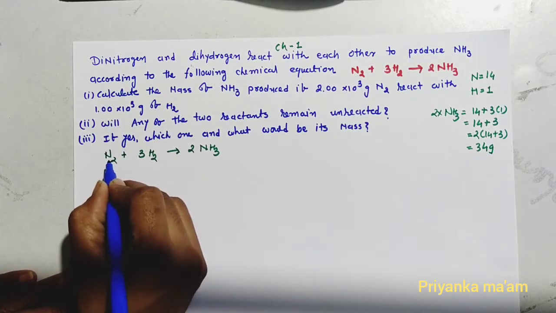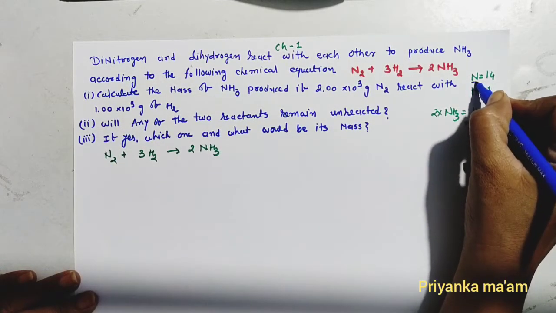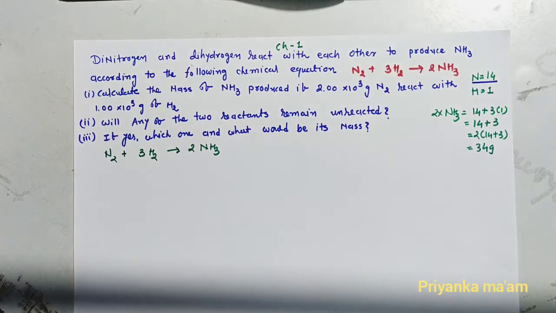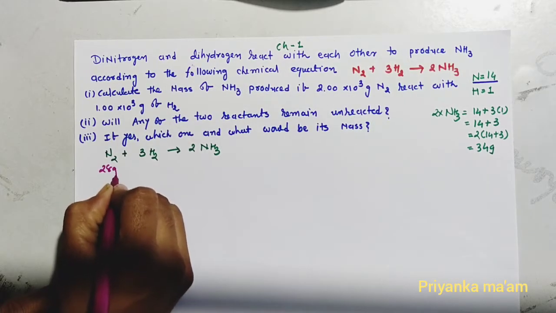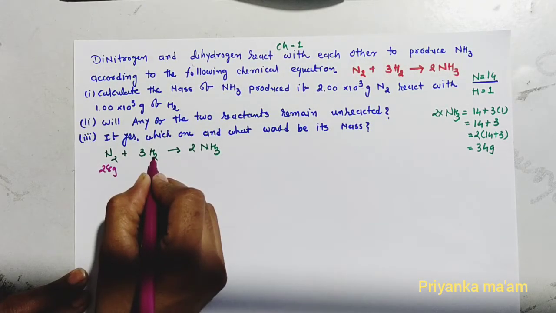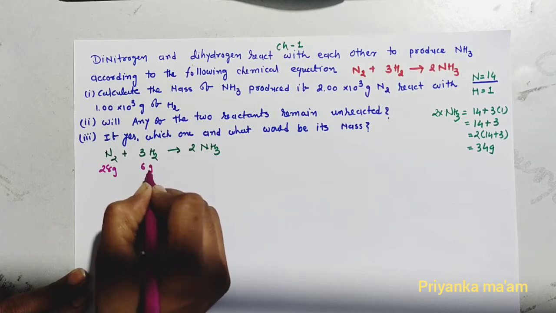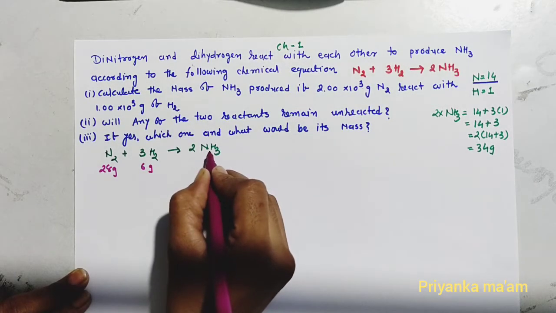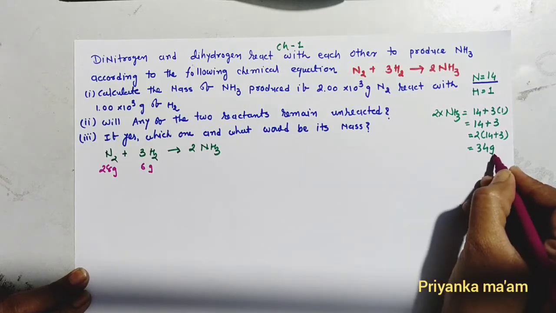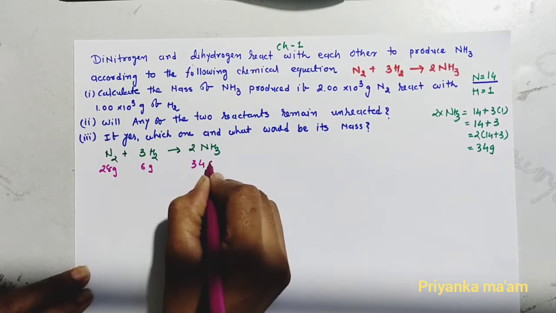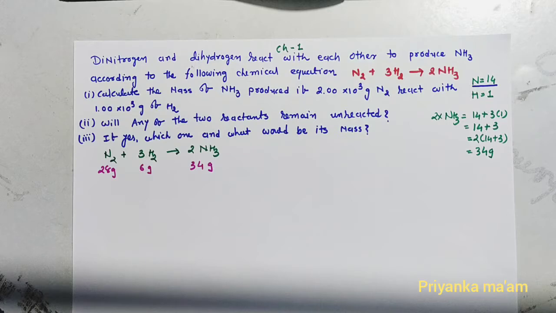N2 means for 1 nitrogen 14 gram. So, for 2 nitrogen it is 28 gram. 28 gram N2. 3 2s are 6, 6 into 1, so 6 gram H2. And 2 into NH3, 2 mole of ammonia, so it is 34 gram of ammonia, right?